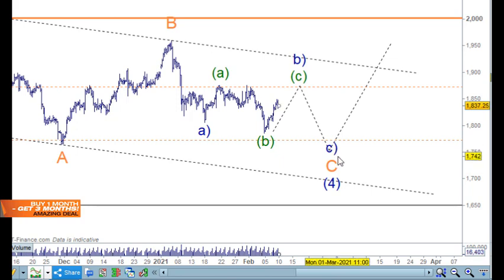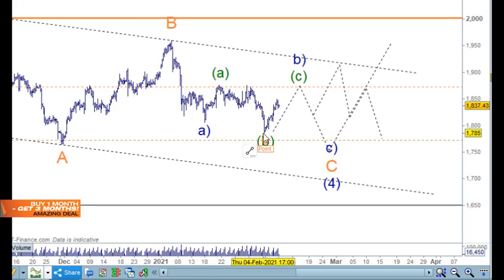So we've either got this pattern here, and the other pattern that we just looked at would allow this to have 5 waves up here, then 3 waves back, and then another 5 waves up here, and then 3 waves down. That would be the triangle pattern. You with me?